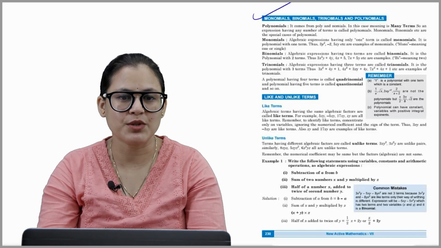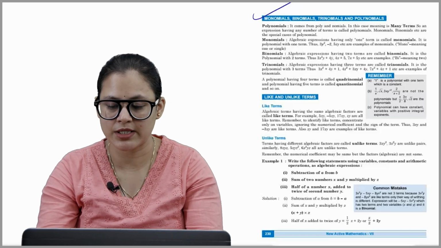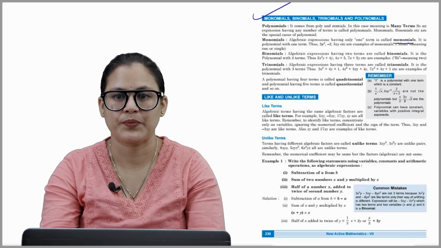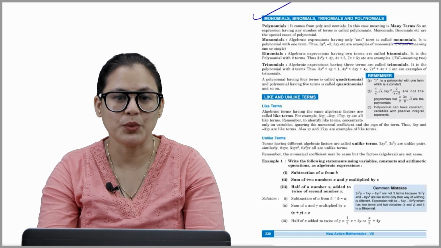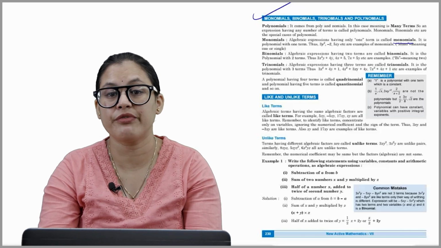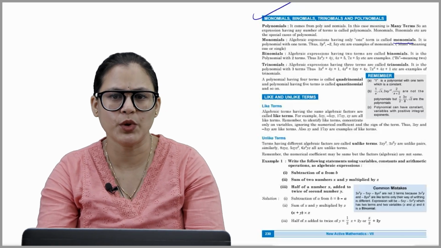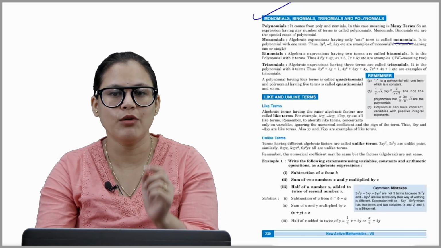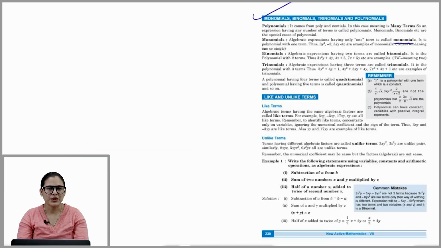Monomials. Algebraic expressions having only one term are called monomials. It is a polynomial with one term. Thus, 3y square minus 2 and 5xy, etc. are examples of monomials. Mono meaning one or single, right? Binomials. Algebraic expressions having two terms are called binomials.